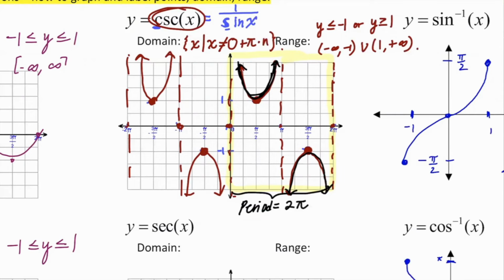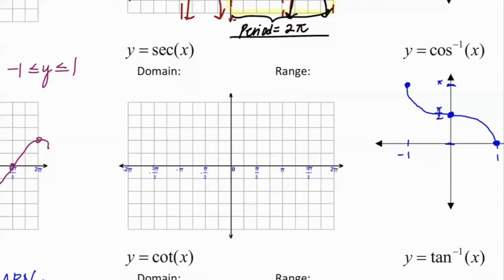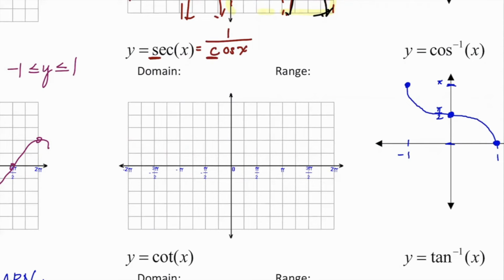Period of cosecant is 2 pi. Remember that. All right, now the next part is secant. Secant starts with S, so it's going to be a reciprocal of cosine.